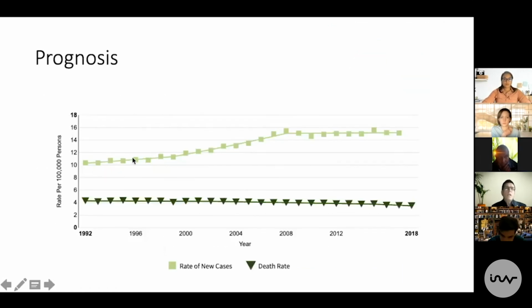You can see here a timeline from 92 till 2018, and you can see that in the US, kidney cancer becomes more and more common. However, the mortality is somewhat decreasing.